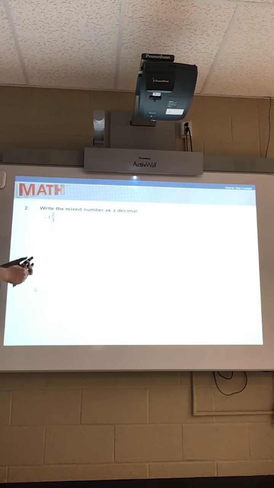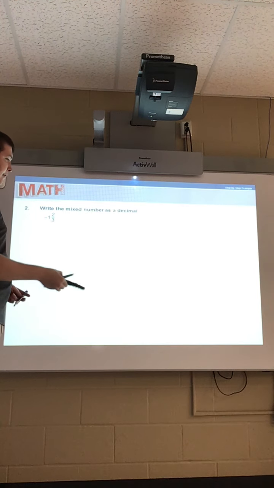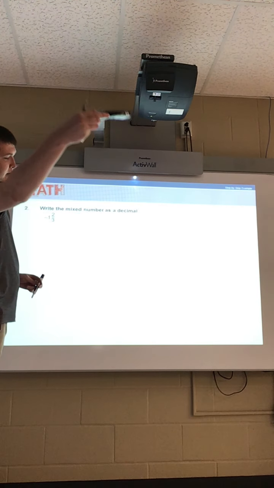Now write the mixed number as a decimal. So we need to write this mixed number.